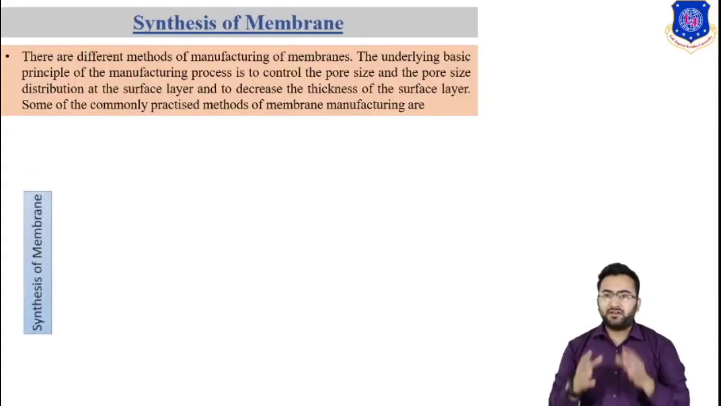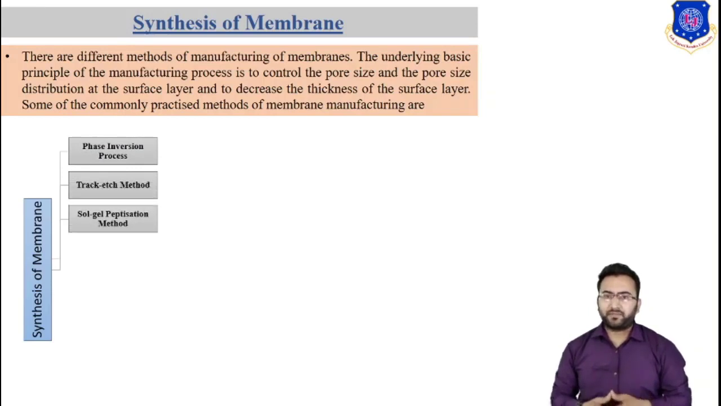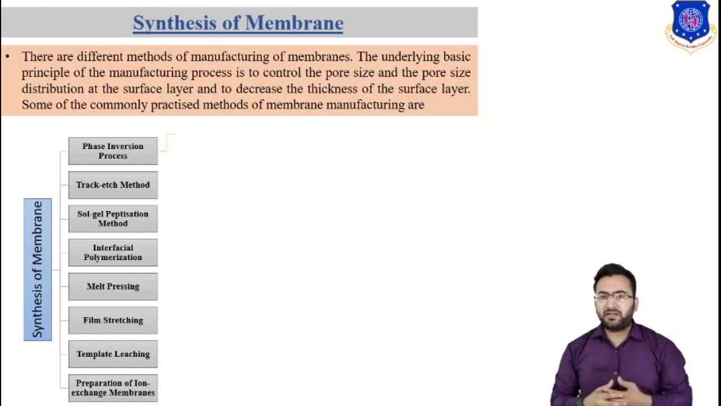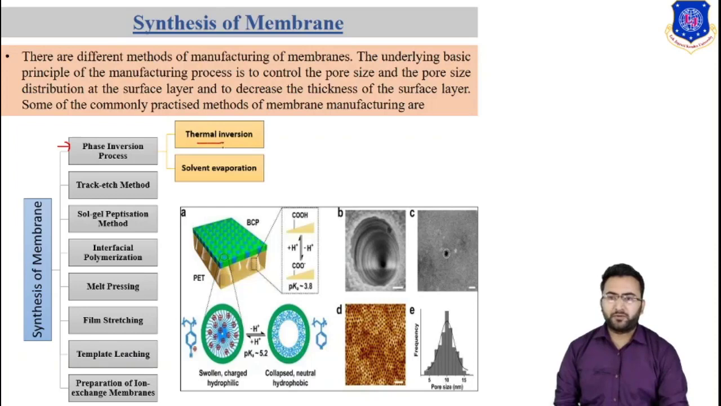So let's first start with various methods of synthesis of membrane. There are different methods of manufacturing of membrane. The basic principle of the manufacturing process is to control pore size and pore size distribution at the surface layer and decrease the thickness of the surface layer. There are various processes used for that, such as the phase inversion process, which is further classified as a thermal inversion process and solvent inversion process. Then the trackage method, sol gel method, interfacial polymerization method, melt pressing, film stretching, template leaching, and preparation of ion exchange method. So we will discuss all these methods in this topic.